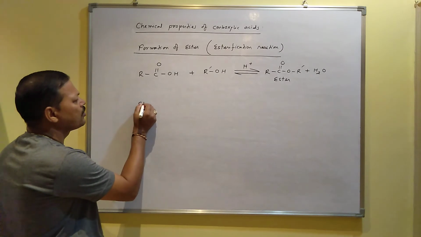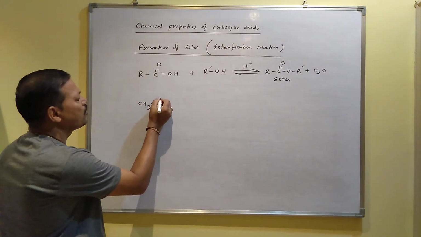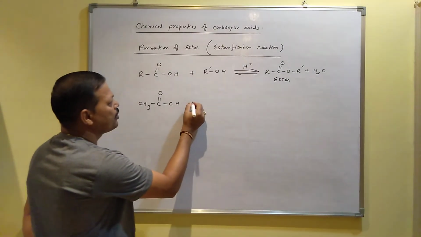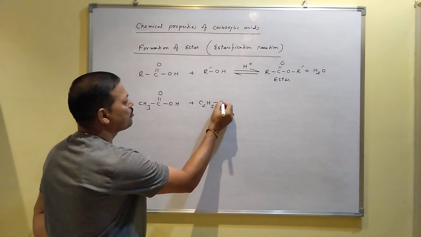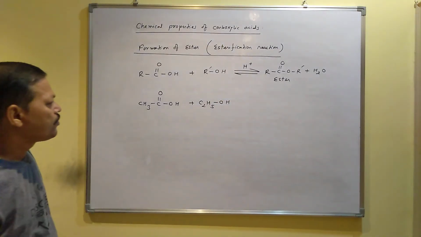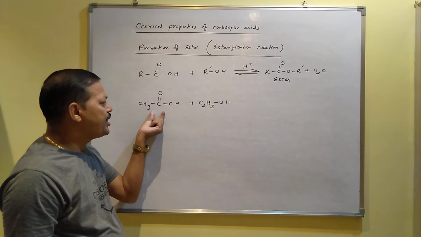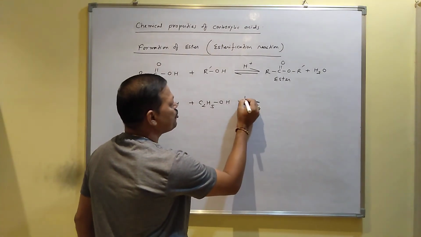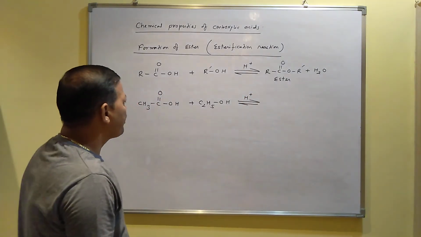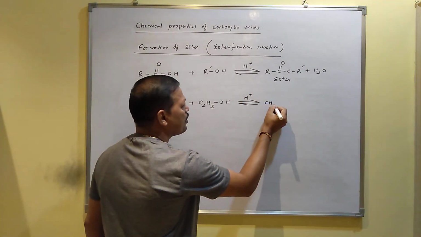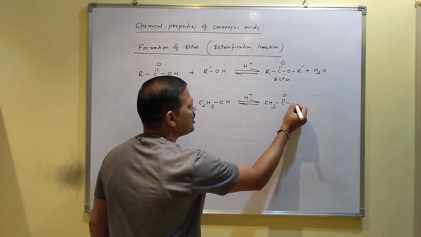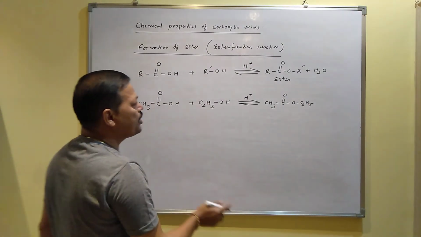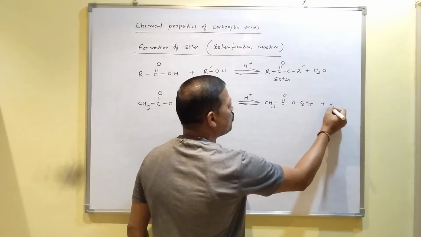For example, this is your acetic acid, and suppose this is your alcohol, ethanol. When this carboxylic acid, acetic acid, reacts with ethanol in presence of acid, then the product you will get is like this. I mean you will get ester, CH3COOC2H5. Hydrogen combines with OH to produce water.